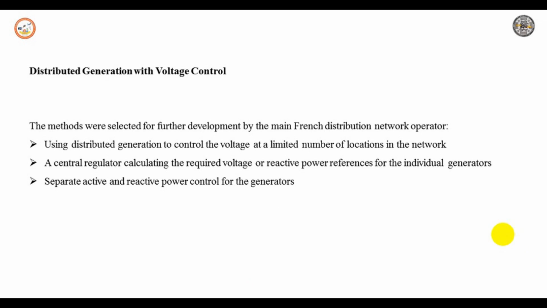Distributed generators with a synchronous machine, doubly fed induction generator, or a power electronics interface have the ability to control the amount of reactive power consumed or injected into the grid. So this allows them to be used to control the voltage in medium and low voltage networks.